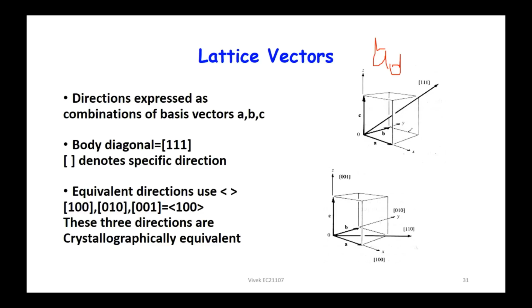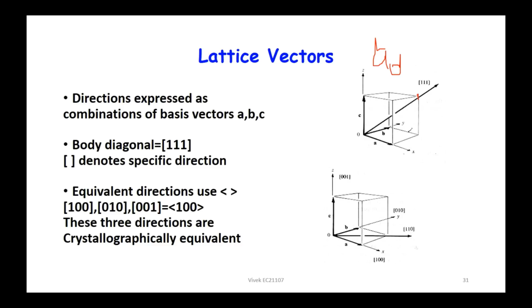And if you look for certain directions, you have this body diagonal, so this point will be a naught x cap plus a naught y cap plus a naught z cap. If you take a naught common, then this is basically x cap plus y cap plus z cap. So you can say this is the [111] direction. Please note here, the bracket used is a square bracket. So this is one direction along the body diagonal.